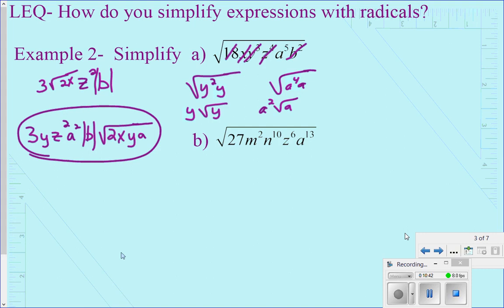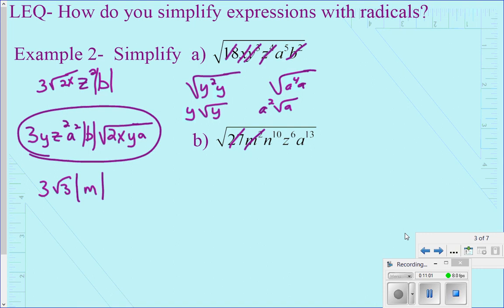So I know the square root of 27, that's 3 root 3. M squared, the square root, that's going to give me m. 2 divided by 2 is 1. That's a whole number and it's odd. So that's in the absolute value.